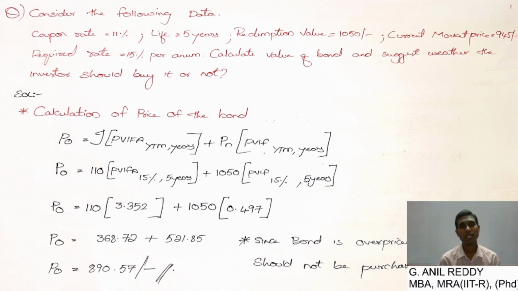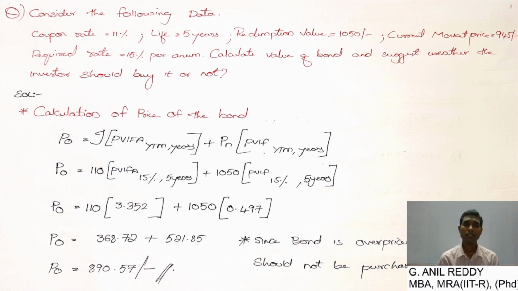Consider the following data. Coupon rate is 11%, the life of the bond is 5 years, redemption value is 1050, current market price is 945. The required rate is 15% per annum. Calculate the value of the bond and suggest whether the investor should buy it or not.